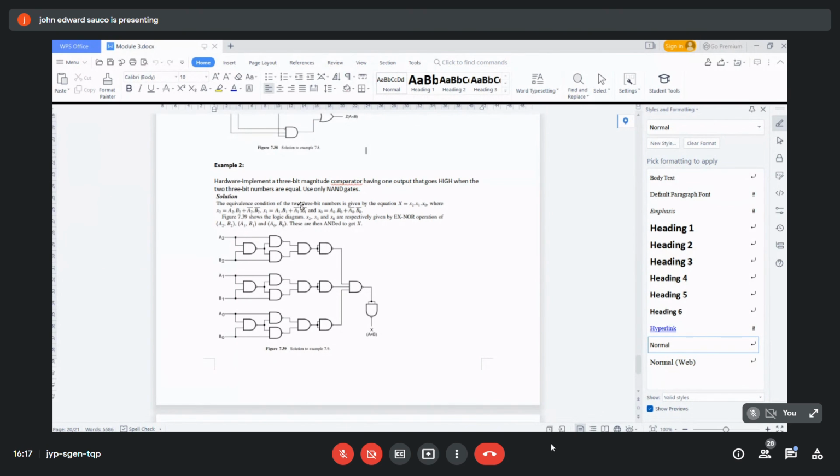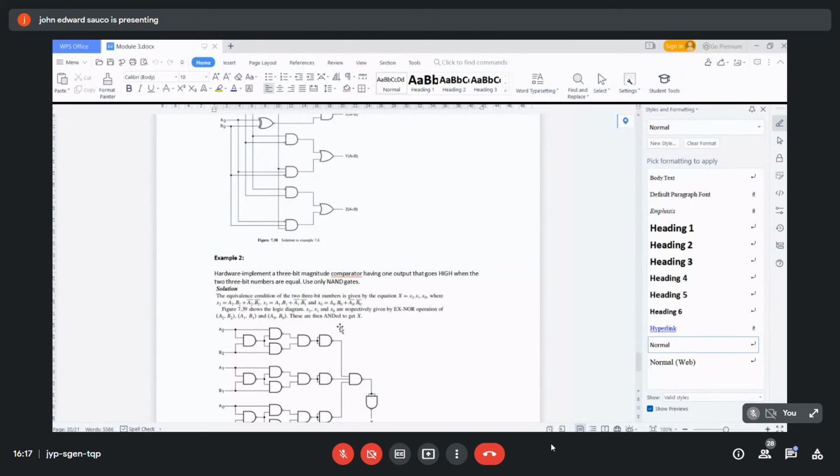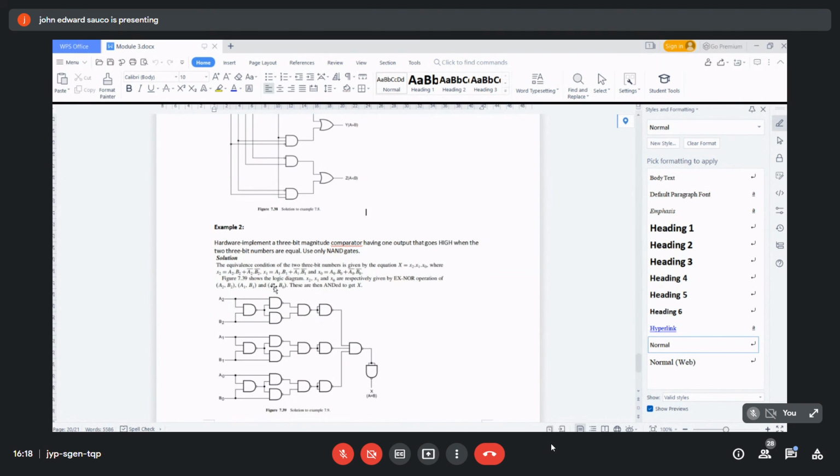So, yung equivalent condition of two 3-bit numbers is given ng equation na ito. X equals X2 hanggang X0. So, yun yung formula ng equal. So, ito yun. X2, X1, X0. So, lahat yan is naka-XNOR. Yes. So, XNOR. Okay?